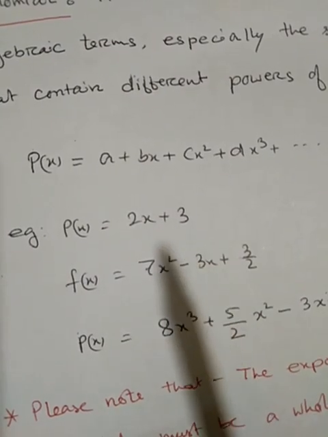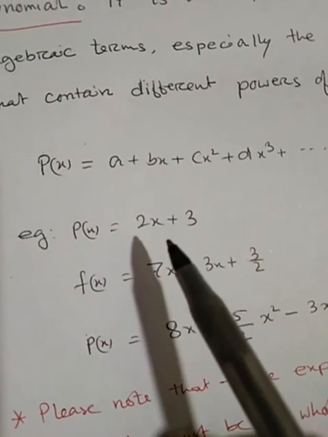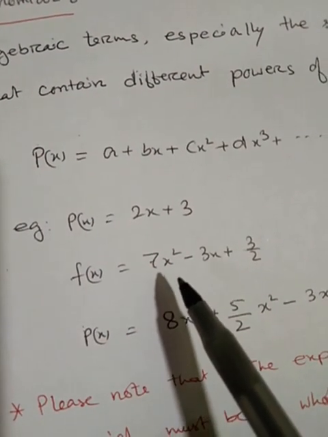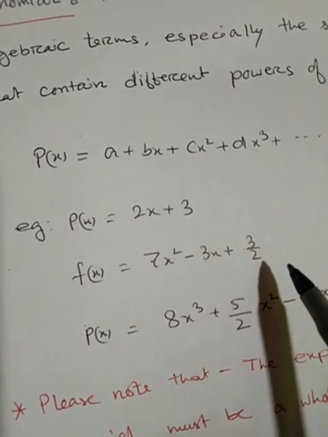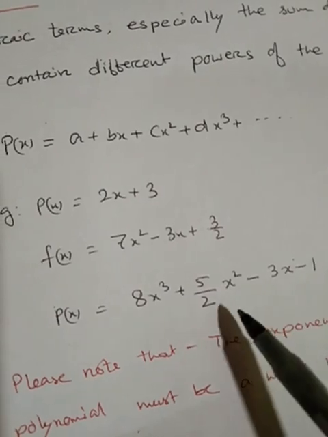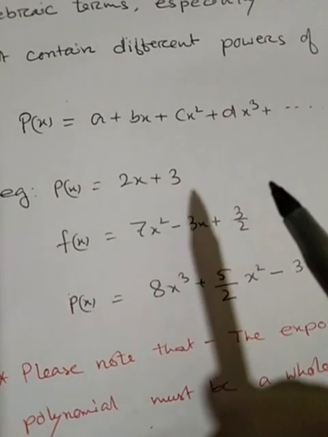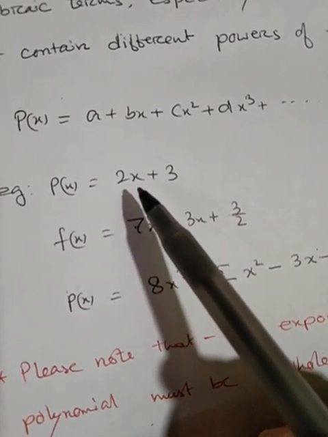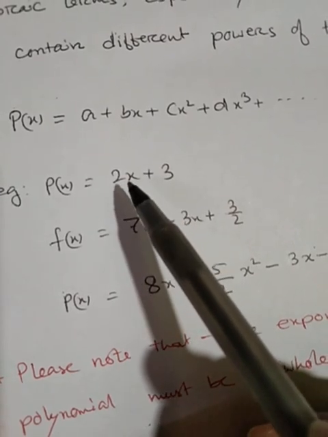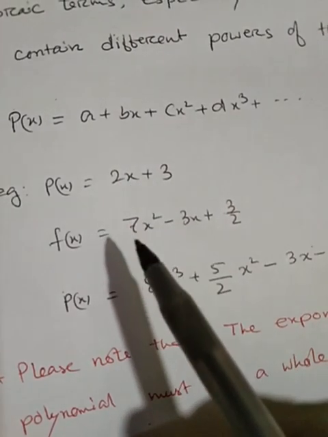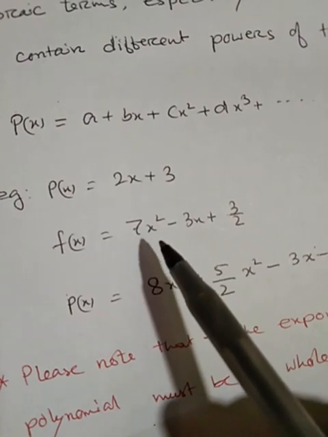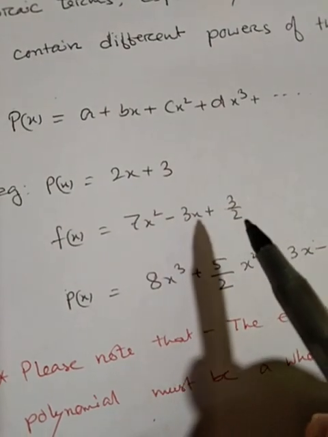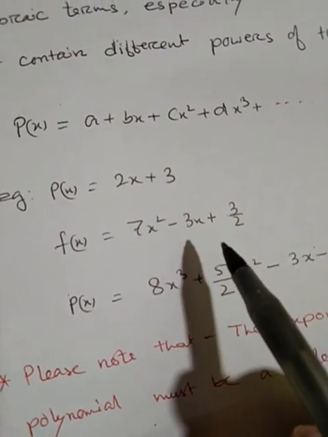Now let us take some examples. Here this is one polynomial: 2x plus 3. One more polynomial: 7x square minus 3x plus 3 by 2. Here we have one more polynomial. Now the number with the variable is known as the coefficient. So here with x we have 2, this is called the coefficient of x. Similarly, here with x square we have 7, which is the coefficient of x square. And here the coefficient of x is minus 3.